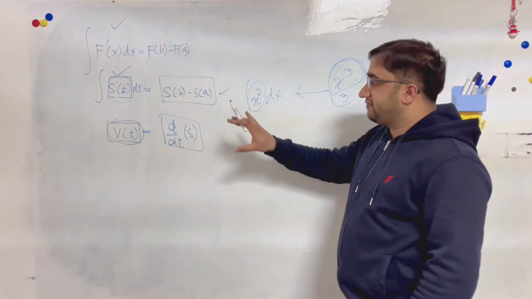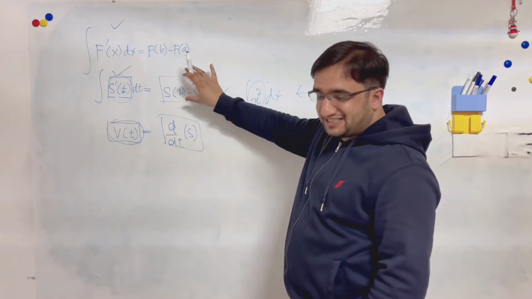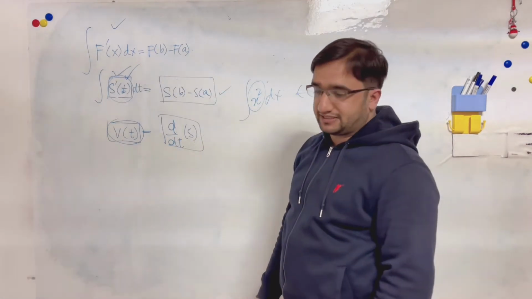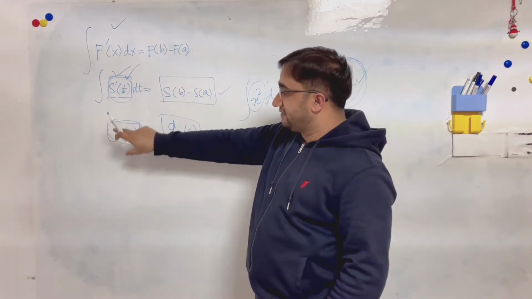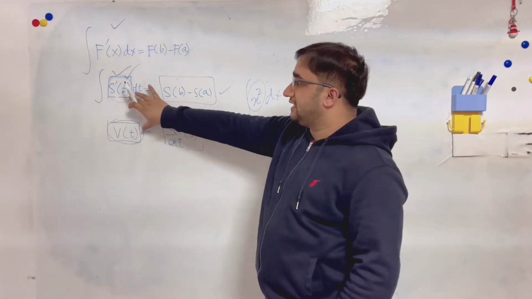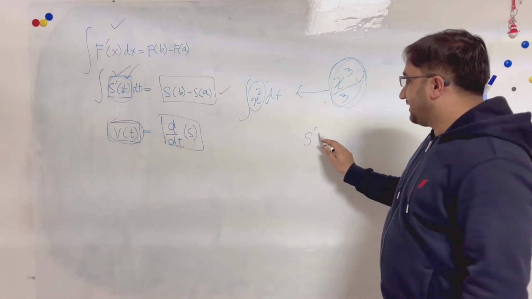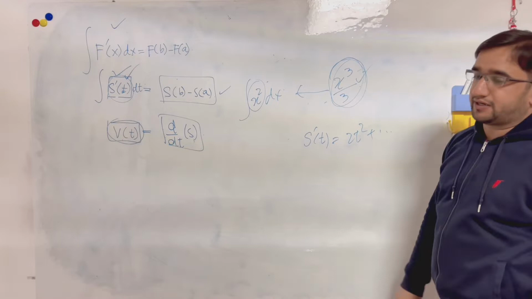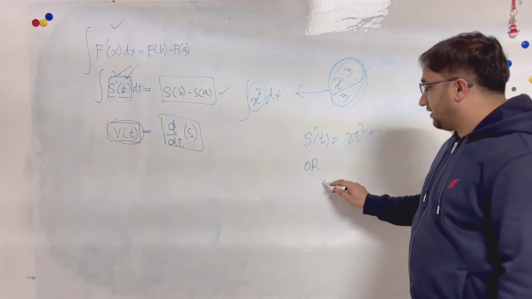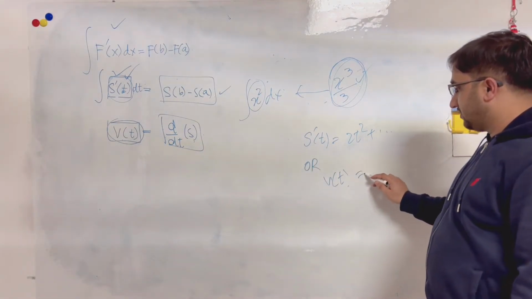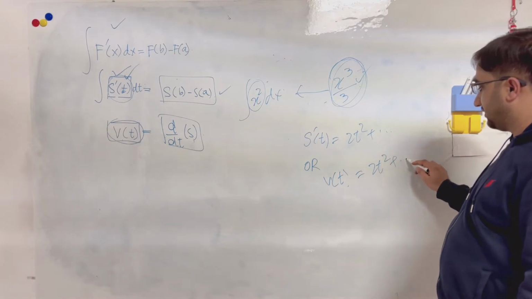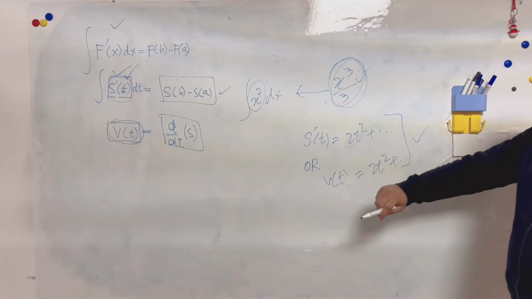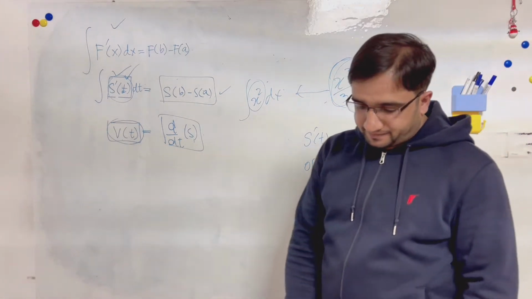Now in the question, if they want you to find the distance, then in the integral it will be a derivative of distance, and you know that a derivative of distance is velocity. So either the function will be given like s dash of t is equal to something, 2t square plus 1 and so on, or they will give you v of t is equal to the same function, 2t square plus something. So both are equal. Velocity is the derivative of distance.